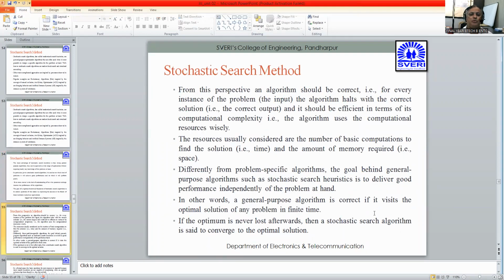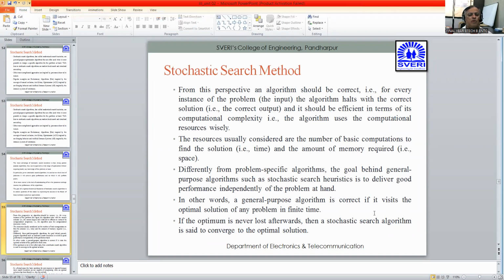Then, as we know, most algorithms should be correct for every instance of the problem. They should give a correct solution, and they should also have an efficient computational complexity. So obviously, a stochastic search algorithm uses computational resources wisely. Now the next point is how it uses the computational resources wisely: in order to find the solution, in terms of time, and the amount of memory required, that is, space. Obviously, the most important goal behind stochastic search is to deliver good performance independently of the problem in hand.